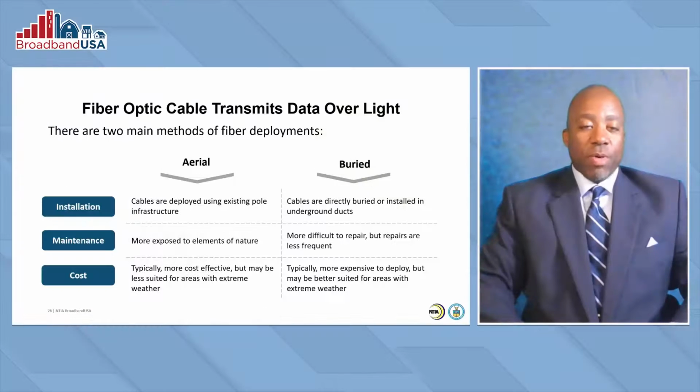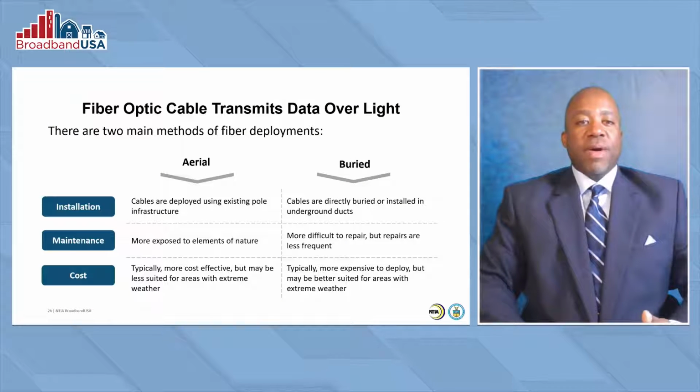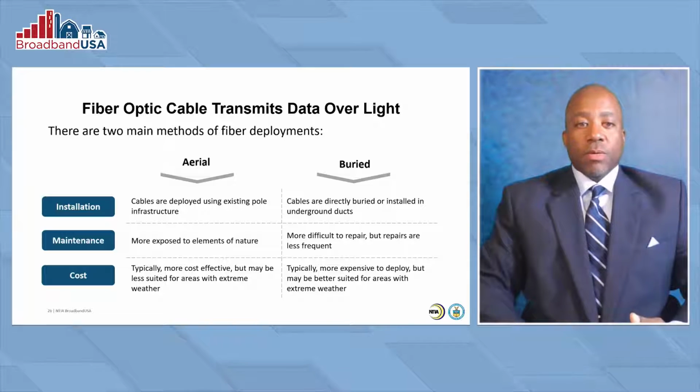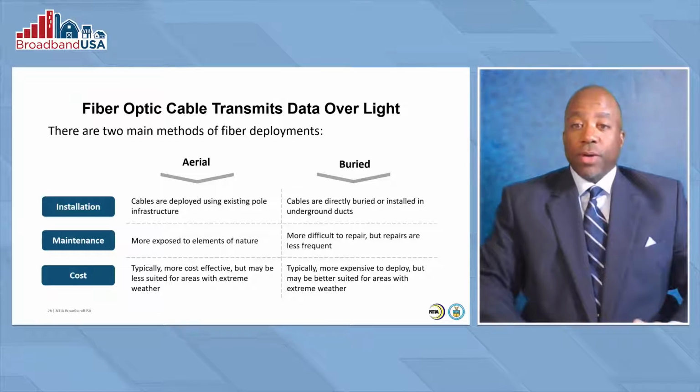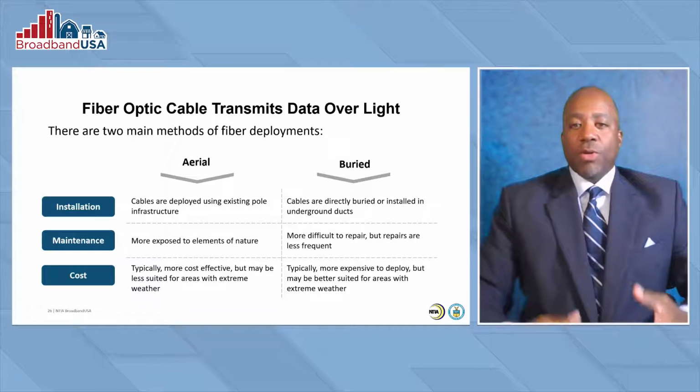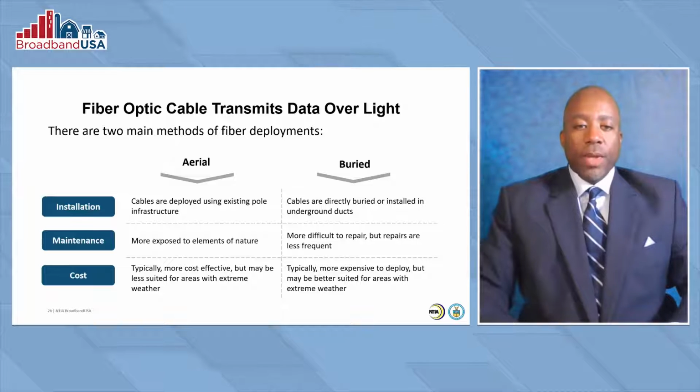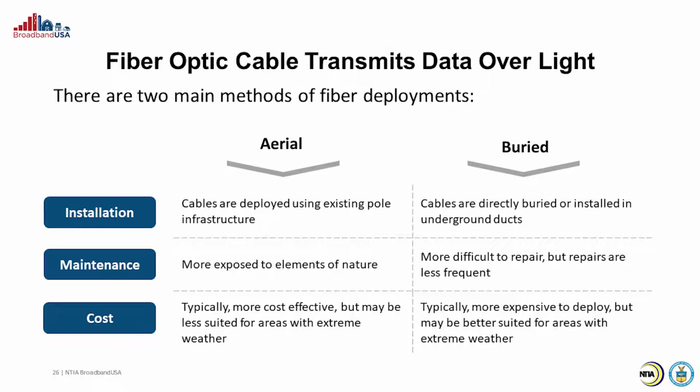So now that we've talked about broadband infrastructure, let's talk about fiber optic technology. So fiber optics transmit data over light. And there are two main methods of fiber deployments, or how you would build a fiber network. One is aerial, and the other is buried. Aerial you see along the public utility poles across the country. They're usually next to streets and highways, and you see them attached and strung up along with electricity and other aerial deployments.